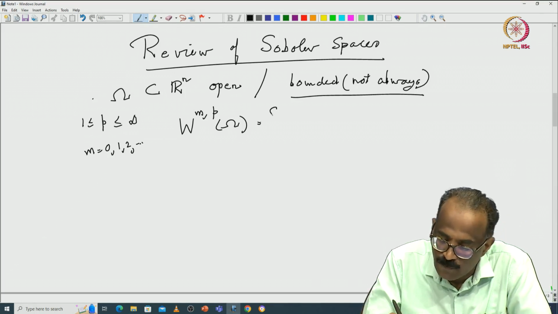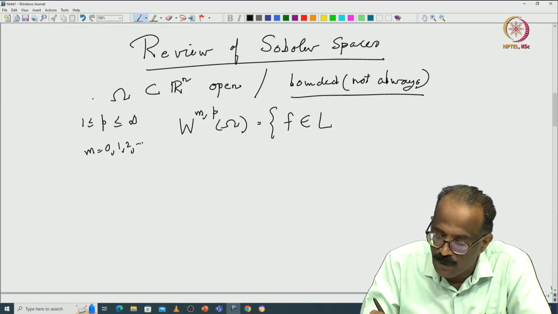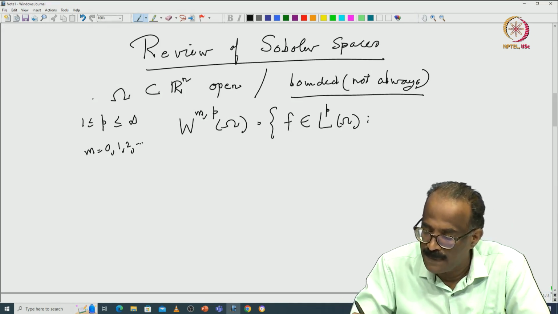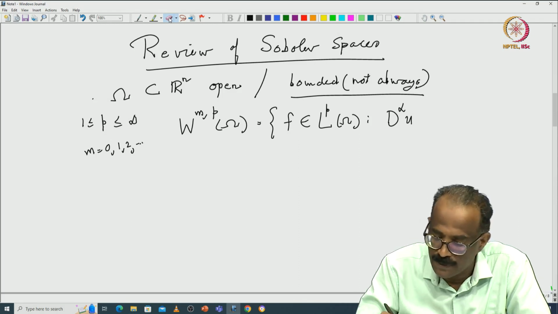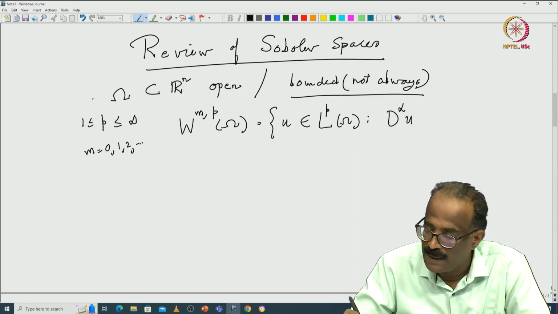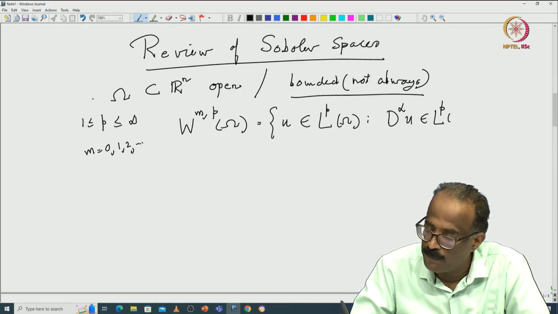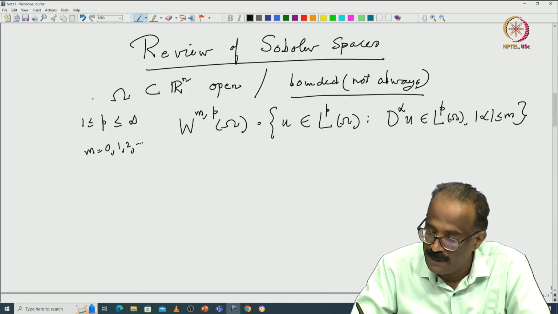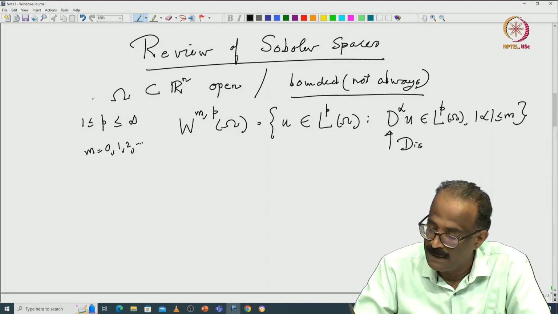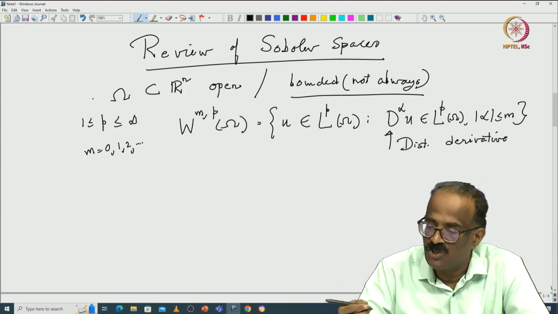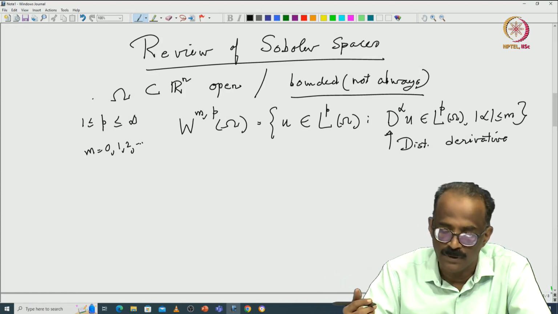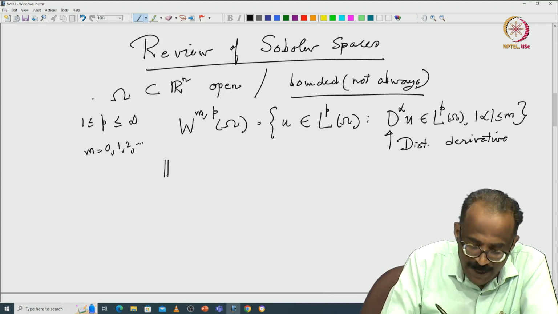This is the set of all u in L^p(Omega) such that all its derivatives up to order m are in L^p(Omega). This is the distributional derivative, keep that in mind, visualized as a function. Distributional derivatives of an L^p function need not be functions, but you are demanding that they are functions and that they belong to L^p.